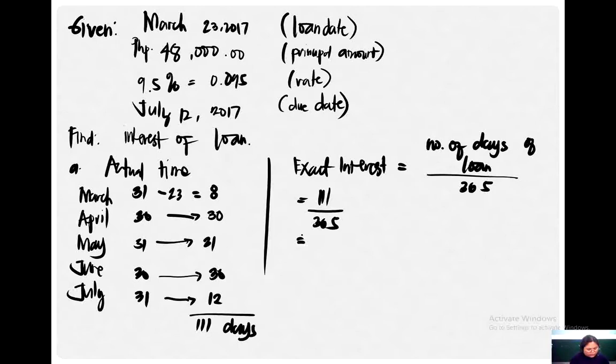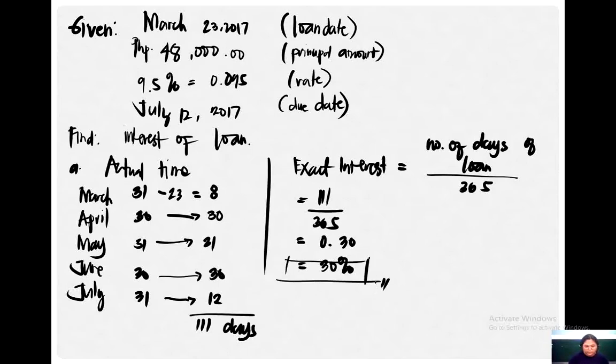So the answer is 0.30. We round it off into 2 decimal places. So if we convert this into percentage or into rate, 0.30 is equal to 30%. Okay? So ibig sabihin, the interest of the loan using the actual time is 30%. Again, the exact interest of the loan using the actual time is 30%.